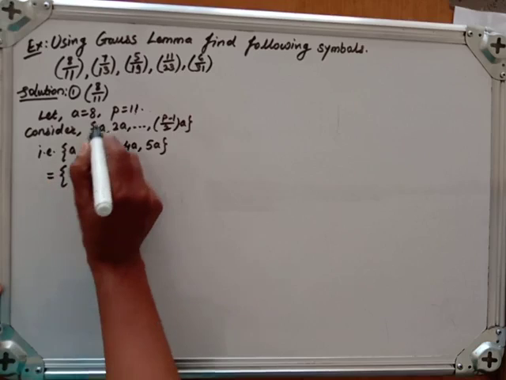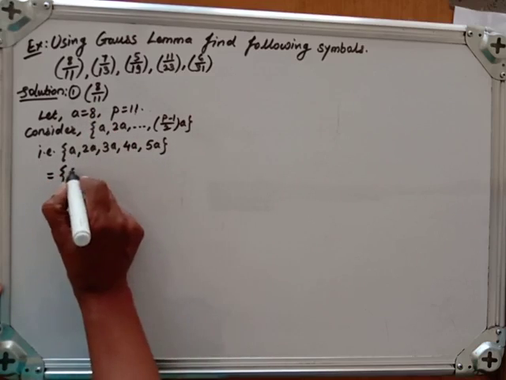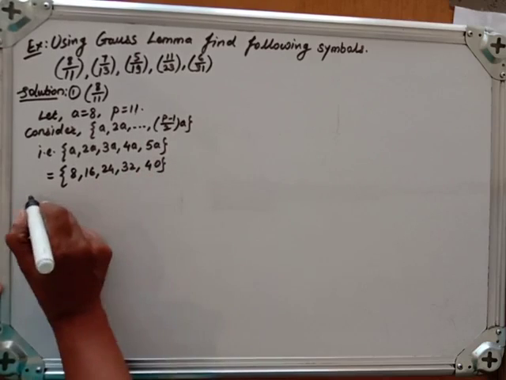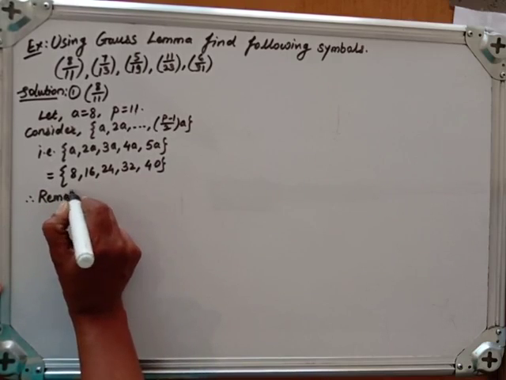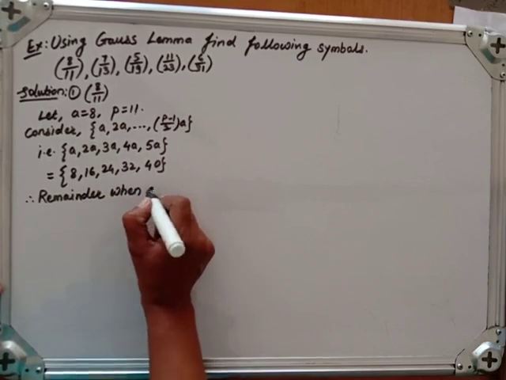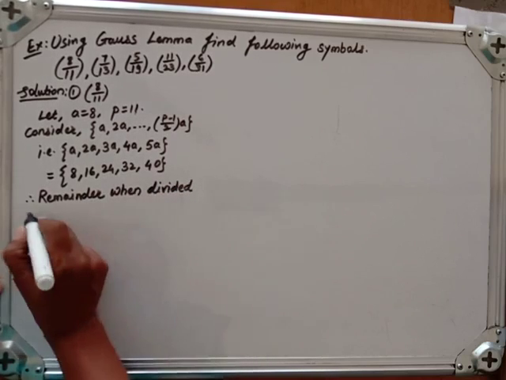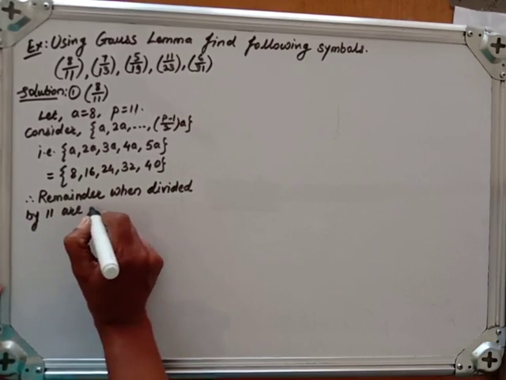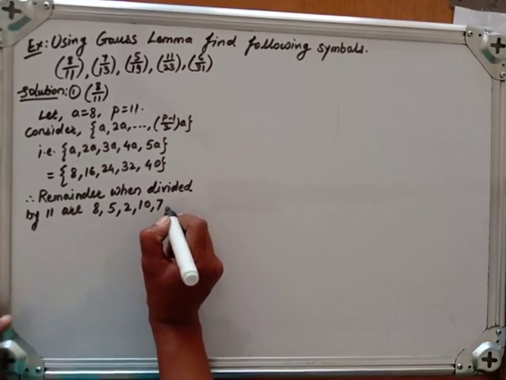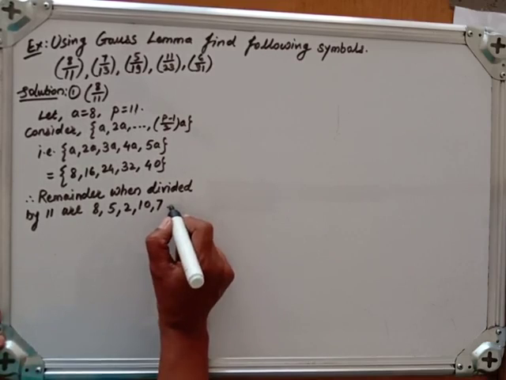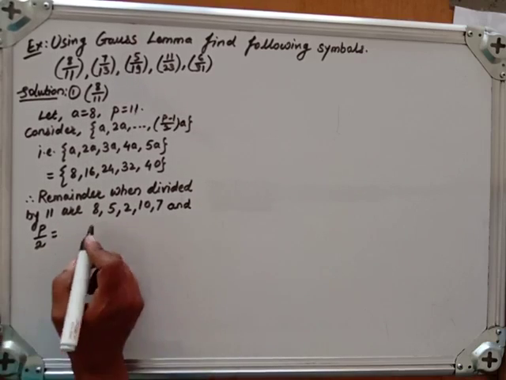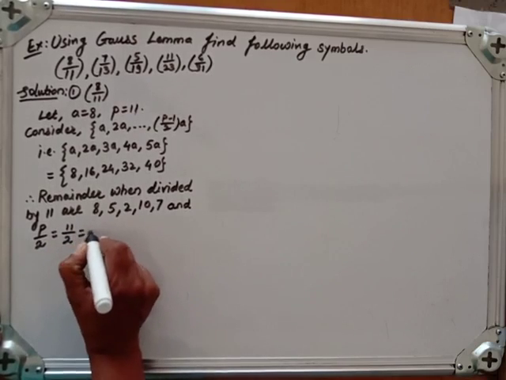Now this is equivalent to, for the value of a equal to 8, the set 8, 16, 24, 32 and 40. Now we have to look at the remainders when dividing by p. The remainders when divided by 11 are 8, 5, 2, 10 and 7. These are the remainders, and we have to look at p by 2 for Gauss lemma. So p by 2 is 11 by 2.